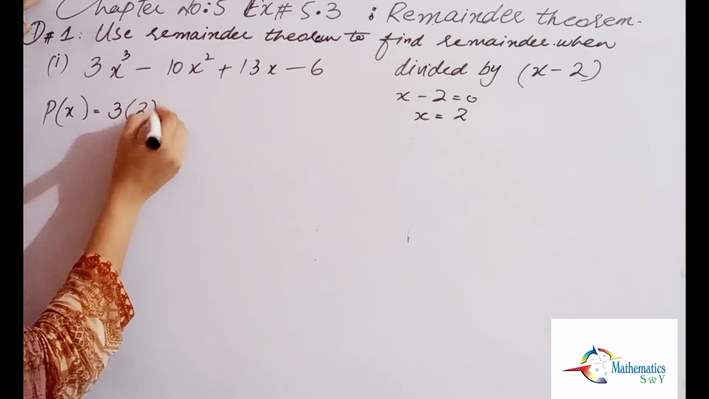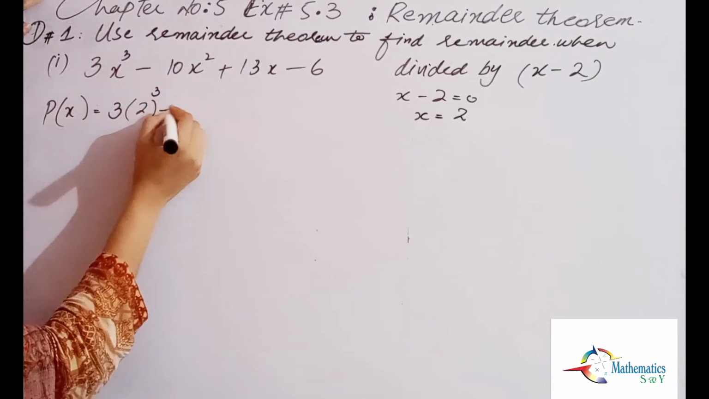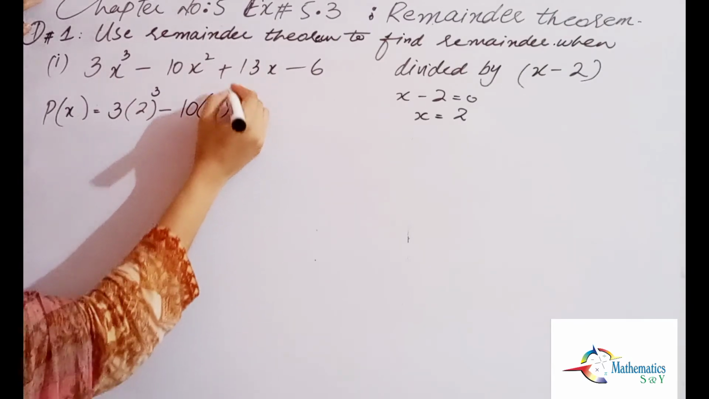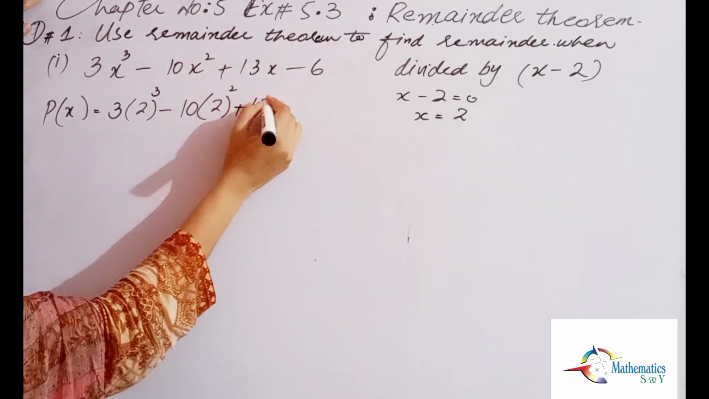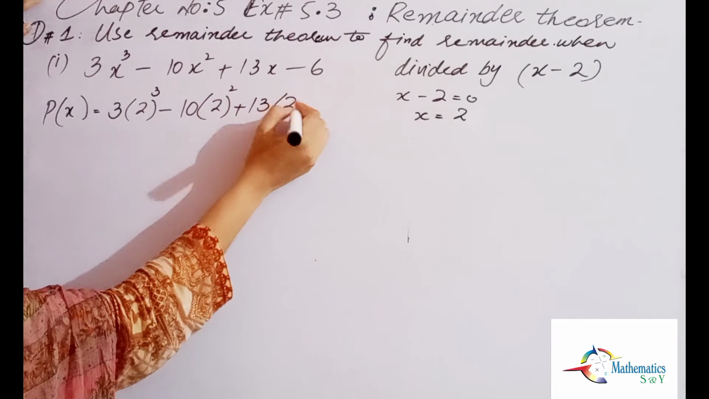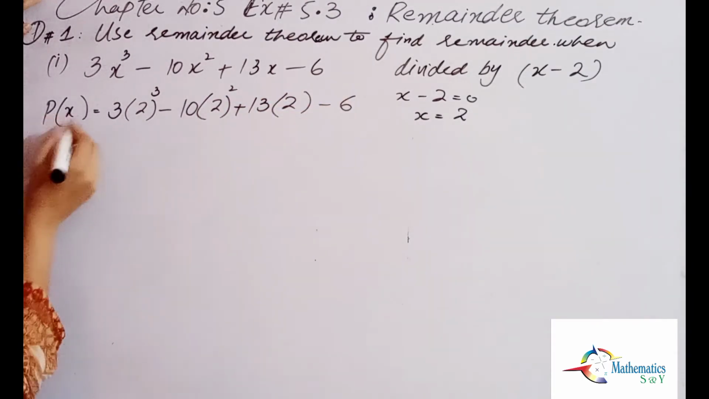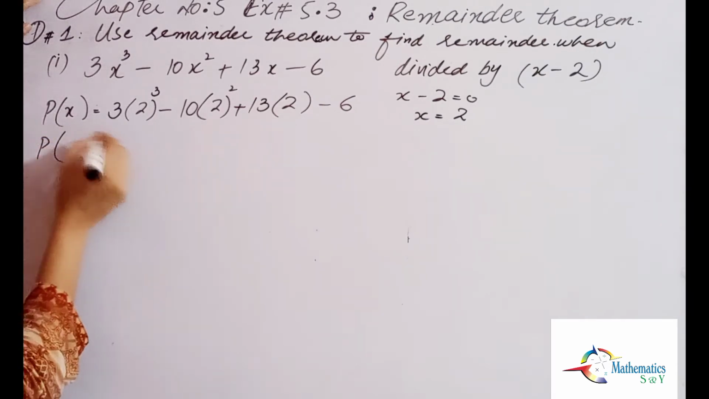2. It has a cube. Minus 10. In place of x I will write 2. It has a square. Plus 13. In place of x I will write 2, and this minus 6. Now you can see from here, p of x means in place of x we have put here 2.